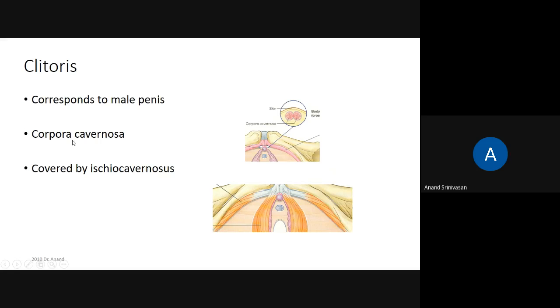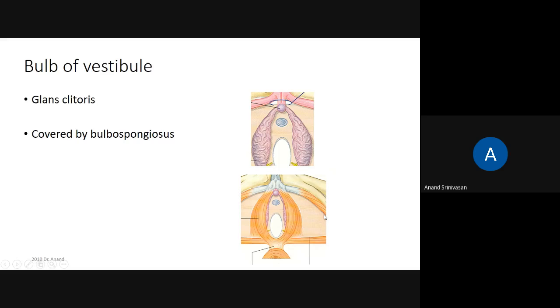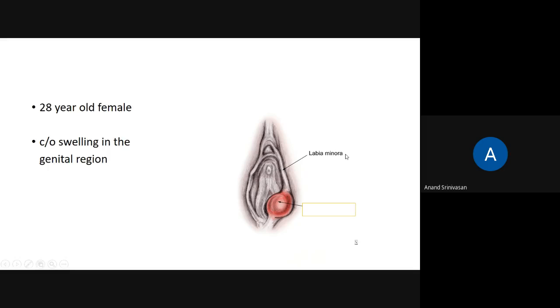Okay. Clitoris, similar to that of males, it also has got a corpus cavernosa, and is covered by ischiocavernosus, and it helps in the erection of the clitoris. Near the anterior portion, it will not form corpus spongiosum, but the glans is found in the anterior part, which is the glans clitoris. The bulbospongiosus covers the bulb of the vestibule.